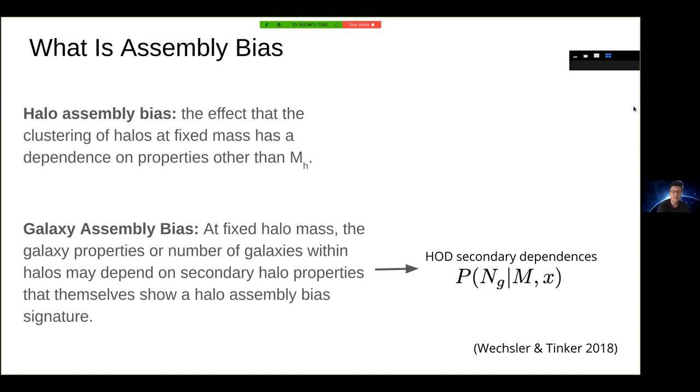I just want to point out that there is still a little bit of murkiness in the field as to what exactly galaxy assembly bias is. In some works, you'll see that people more generically define galaxy assembly bias as how galaxy clustering depends on secondary halo properties. That would be a combination of the halo assembly bias and the HOD effects that we define here.